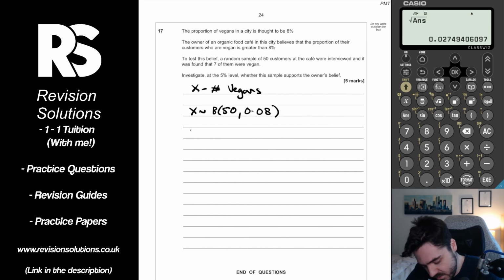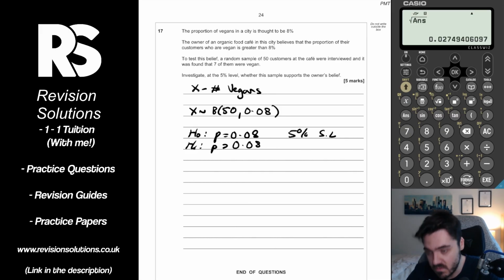And then our null hypothesis is what we're using in our distribution for our calculation, so that's p equals 0.08. And then the alternate hypothesis is the belief, which is he thinks the proportion is greater than 8%, so greater than 0.08. And we're doing this at a 5% significance level. So that's a one-tailed test, 5%.